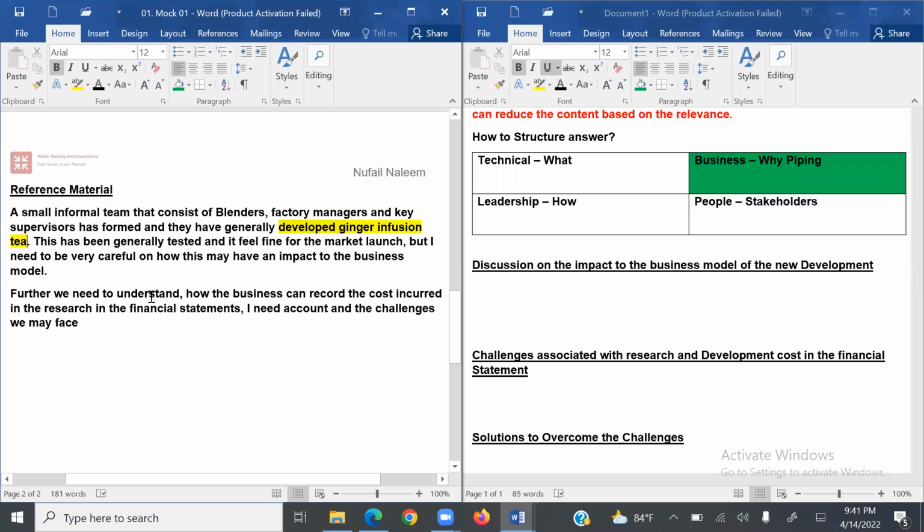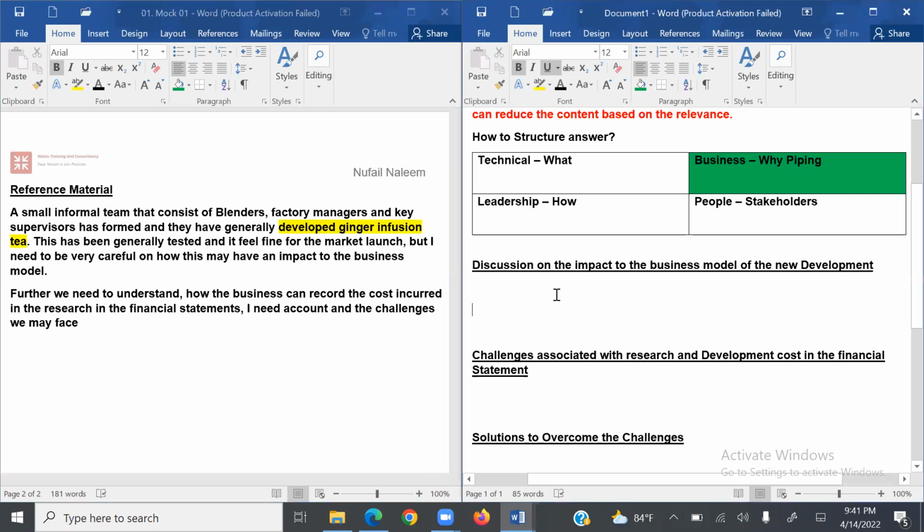Further, we need to understand how the business can record the cost incurred in the research in the financial statements. I need the accounting and the challenges we may face. So students, the proposal here at the moment is not an issue. This is a proposal that we are going to go for the ginger infusion tea, that means the ginger flavored tea. So this is our major point of focus.